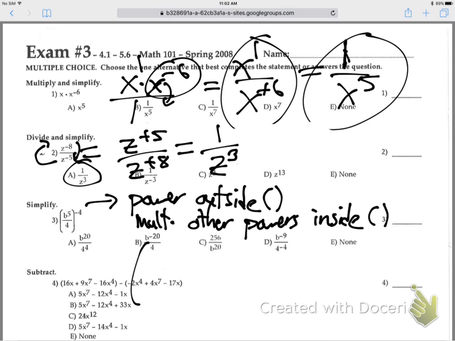So, in other words, let me write this a little bigger. B to the 5th over 4, negative 4. Now, this 4 has a 1 power.